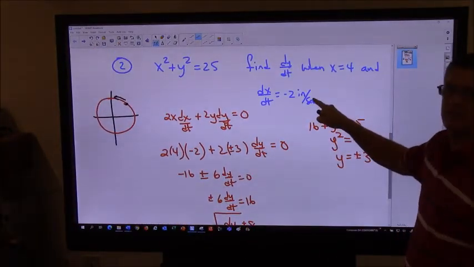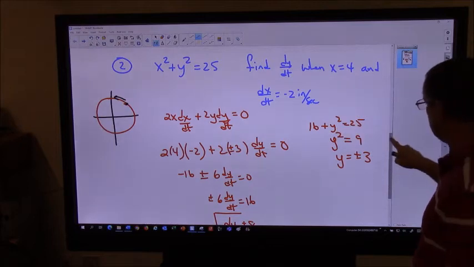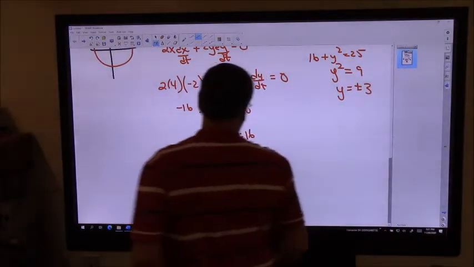Inches per second. Got to make sure to include that unit. You've got to have units with related rates.